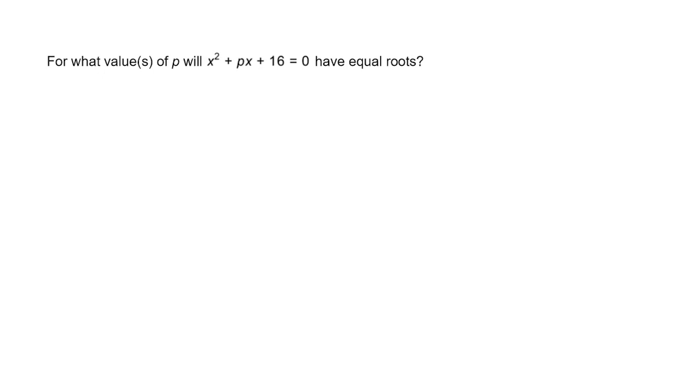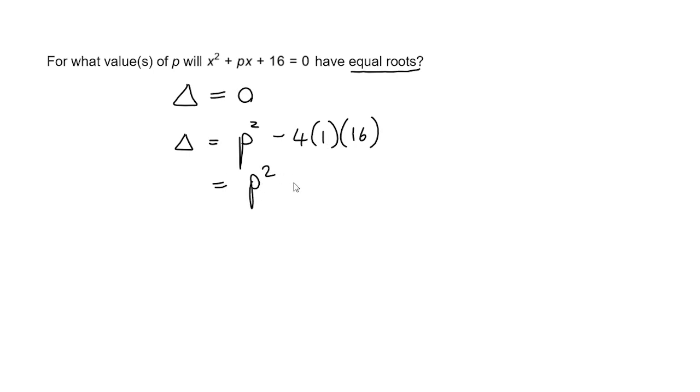Now this time, we've been told something about the roots. We've been told that this equation is going to have equal roots, and what will p be? Well, good practice, write down, if the roots are equal, we know that delta must be 0. Now, in this particular case, delta is p squared, that's our coefficient of x, our b value, minus 4 lots of our a value, which is 1, and our c value, which is 16. And so we actually get p squared minus 64 equals 0.